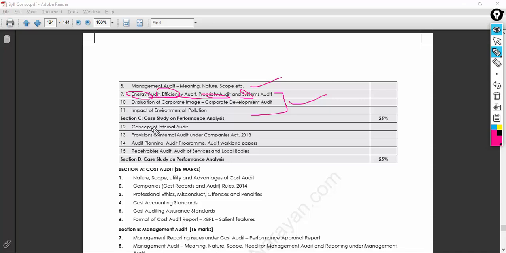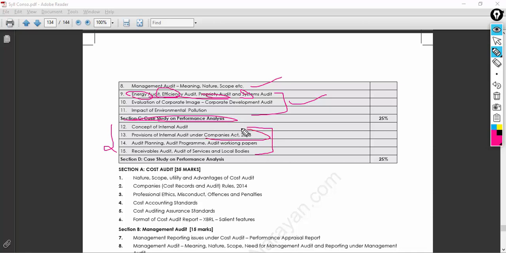Yeah. So section C carries the case study on the performance. Many of the things have already been given by the institute in the study material, so you don't need to refer to any other new reference books as such. So ensure that you know the basic things in this subject.